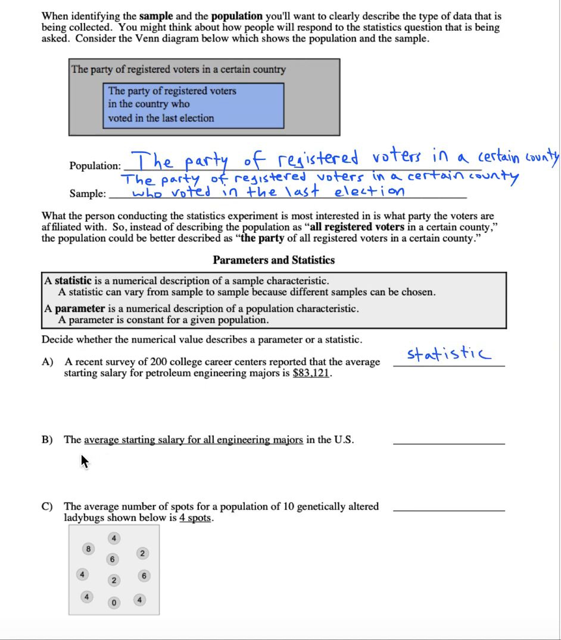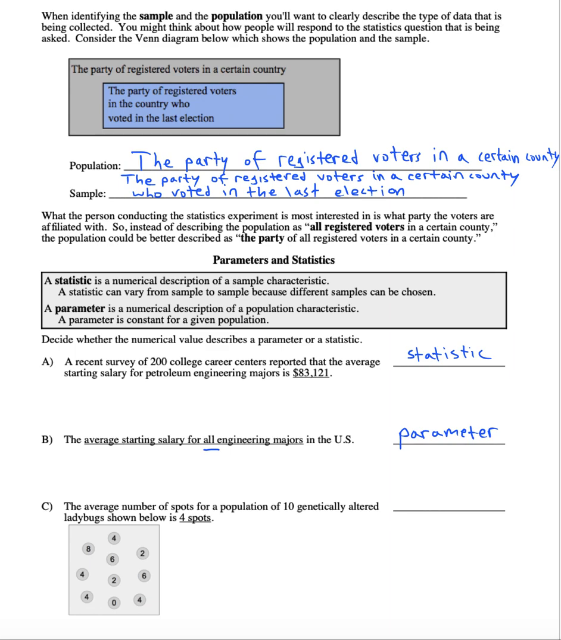Let's try this one. The average starting salary for all engineering majors in the US. Is it a parameter or a statistic? This would be a parameter. And one of the words to look for is all. See here, everyone in the population is considered when calculating this average, so it's a parameter.